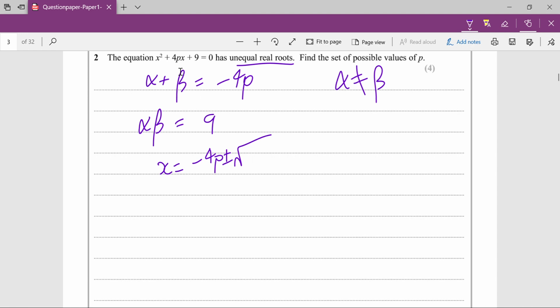So that would be, for it to be b squared minus 4ac, 16p squared. And a is 1, c is 9, so it would be minus 36, all over 2a, all over 2.